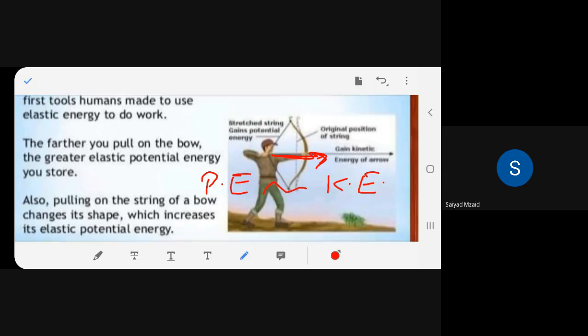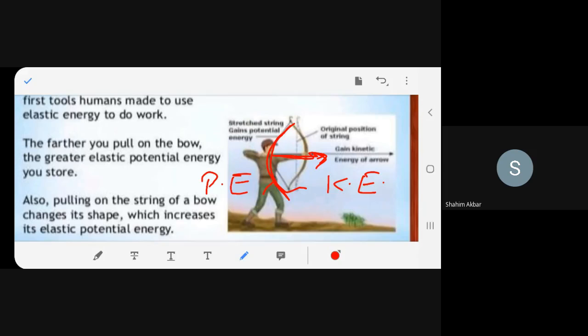And that kinetic energy is having such an energy that the work comes out as the arrow flying. That is the work. Who made it do the work? The stretched string. The stretched string made it do the work. And what was the work? The arrow flying. You got it?